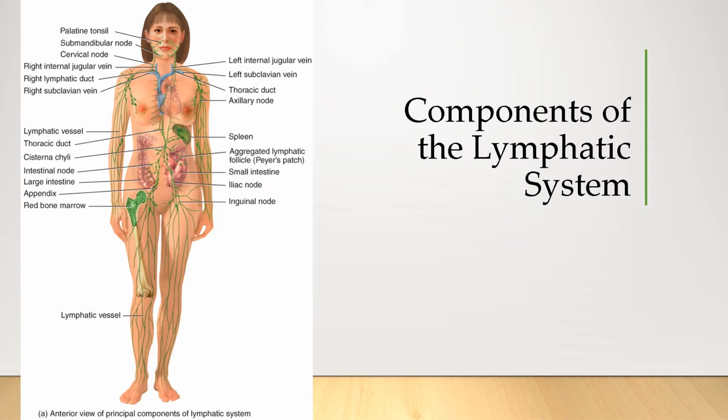So lymphatic tissue is a specialized form of reticular connective tissue that contains large numbers of lymphocytes. Here on this picture on the left, we can see all these principal components of the lymphatic system. We can see these lymphatic ducts, large components of the lymphatic system, including the spleen, red bone marrow, and then a lot of nodes that we can see around here. And we'll talk about those nodes yet too.